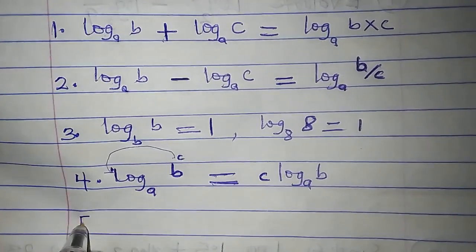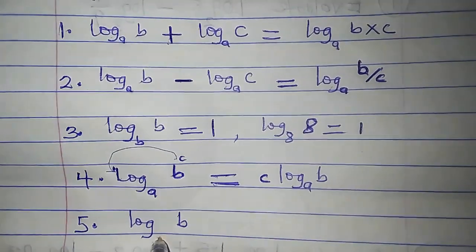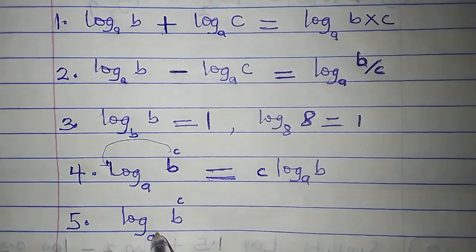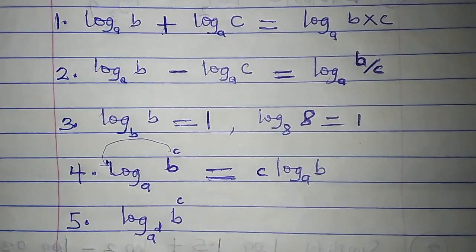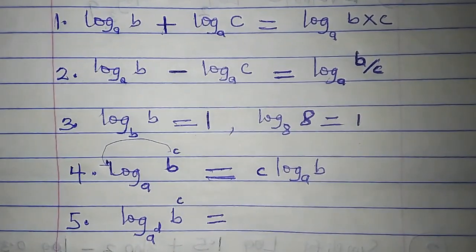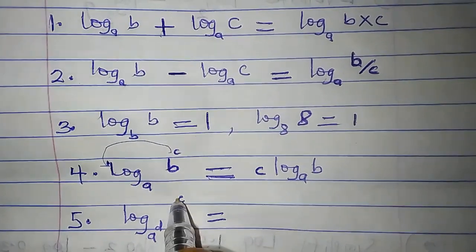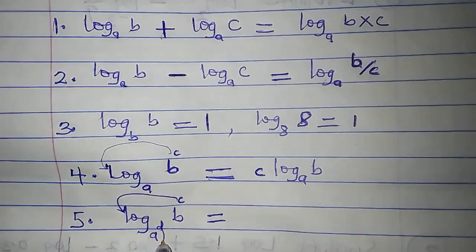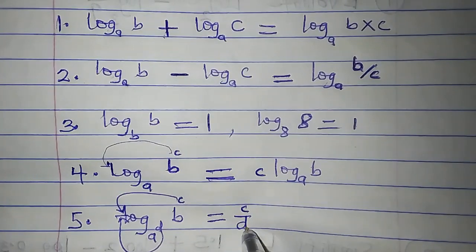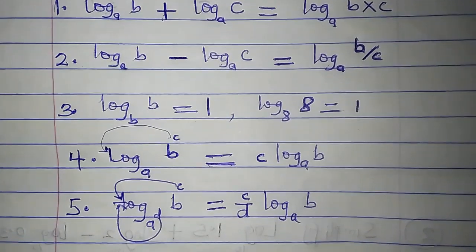Now look at this log. In this case, this is the log of b to base a. Here, b has a power of c. A also has a power of d. You can see this. What does the law of logarithm say? It says that there will be a fraction c over d. The c will stand as the numerator, the d will stand as the denominator. That's c over d times log b to base a. This is the law of logarithm.